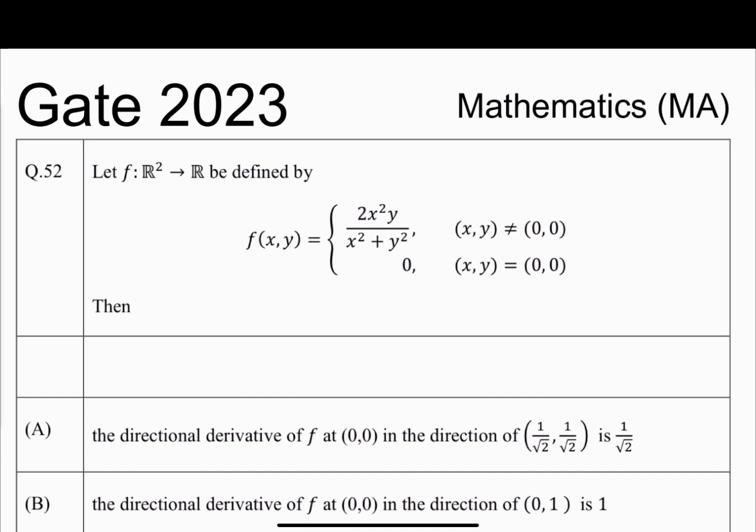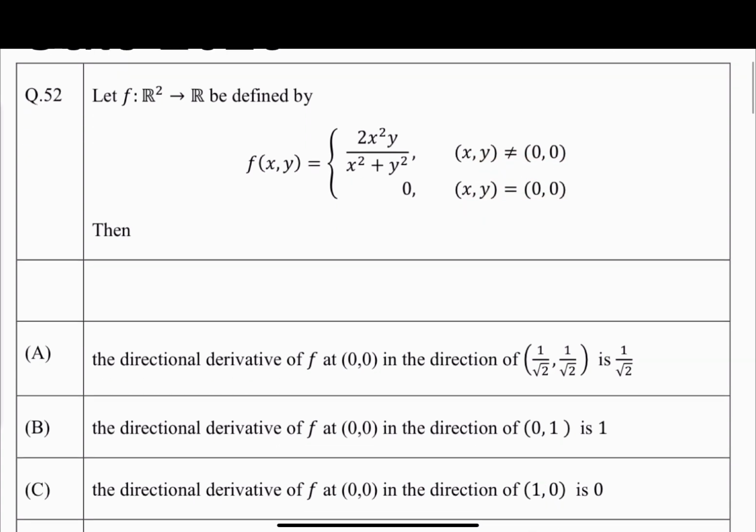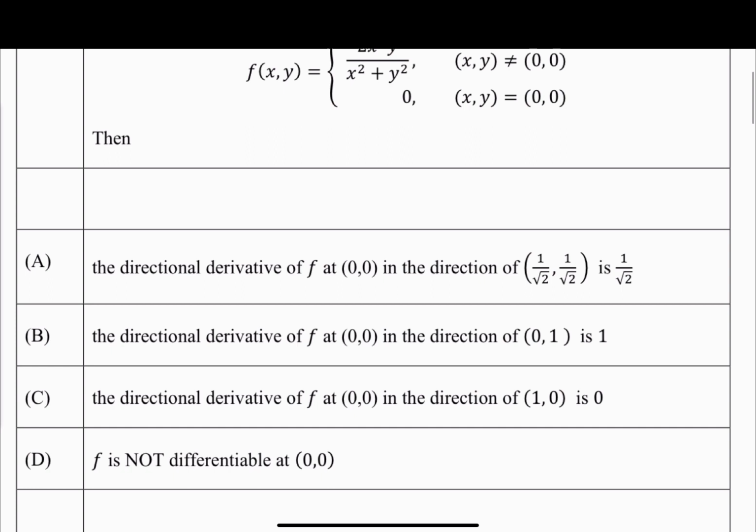Okay, so today we will solve Mathematics GATE 2023 question number 11. It's a question from calculus. Let f: R² → R be a function defined by f(x,y) = 2x²y/(x²+y²) for (x,y) ≠ (0,0), and 0 for (x,y) = (0,0). Then there are 4 options given.